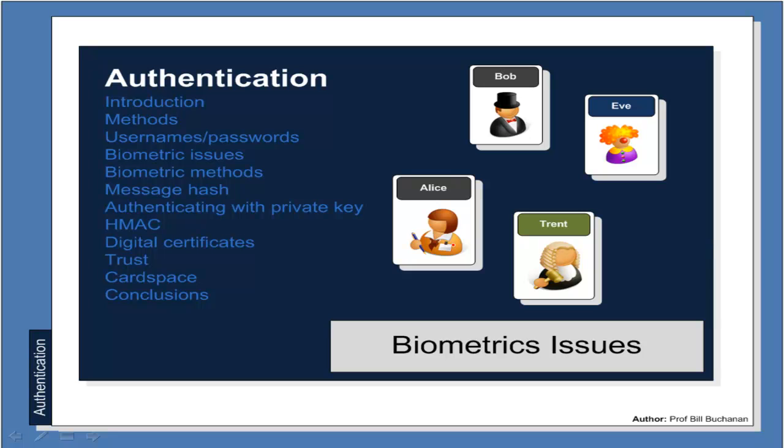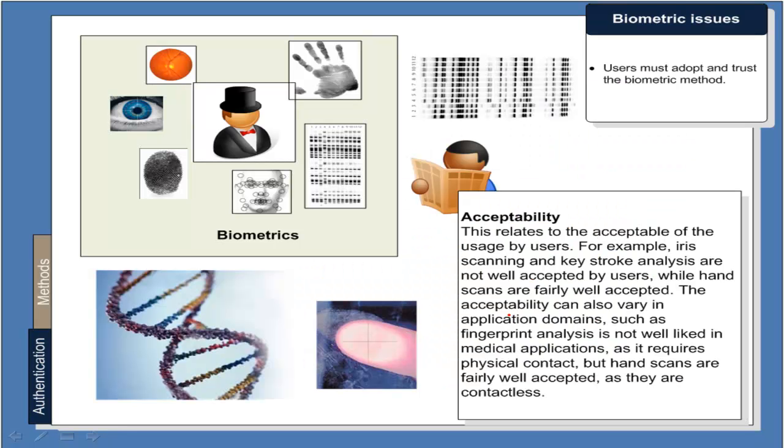Okay, so let's look at if passwords and usernames are not becoming a favoured way for users to authenticate themselves. Let's look at biometrics. Biometrics involves using a physical attribute of a user to authenticate them. There are, though, various issues in the usage of biometrics, and we'll look at these before we look at the actual techniques.